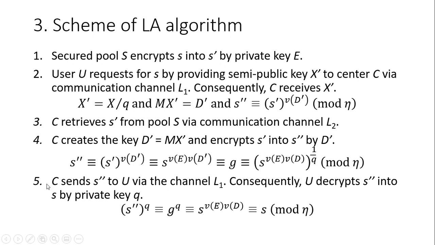Step 5, the last step. C sends S double squared to U via the channel L1. Consequently, U decrypts S double squared into S by private key Q. S double squared Q is congruent to G Q, congruent to S V E V D, congruent to S with modulo nu.